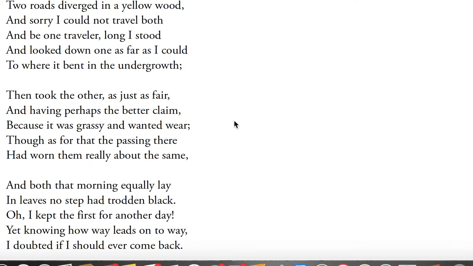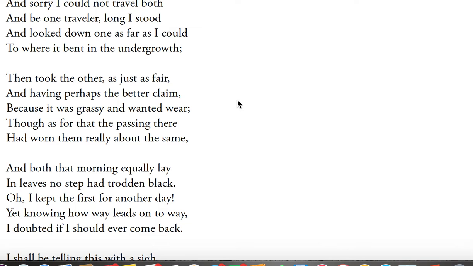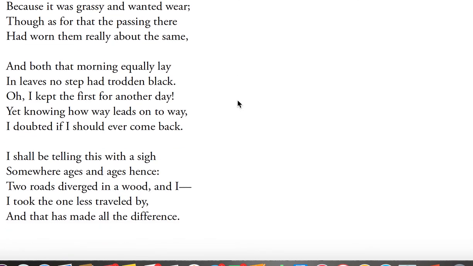And then you see that the traveler comes to a point where he looks at two different paths, and the paths are very different looking. They're equally as attractive, they're just different looking. So he sees one that is fair as the first. It's grassy, it's not well trodden, there have not been a lot of people who walk down there. And he says, though as for that passing there, had really worn them about the same.